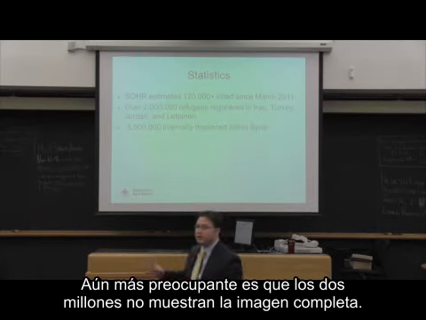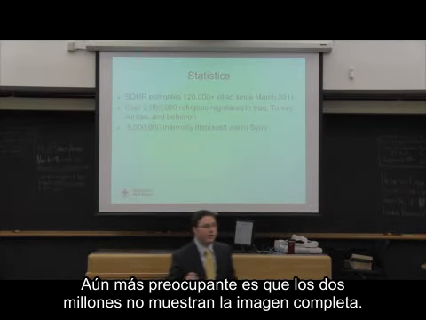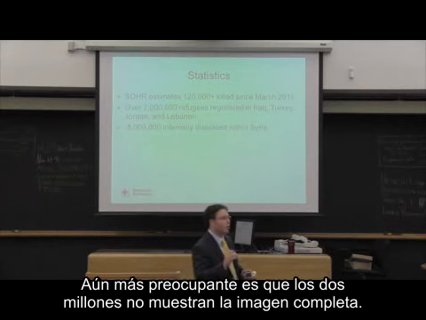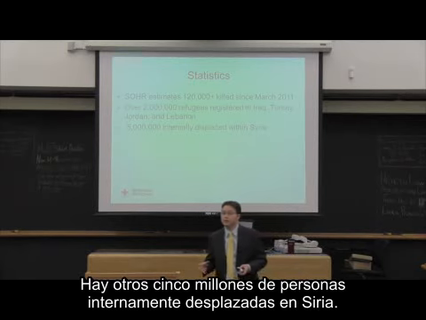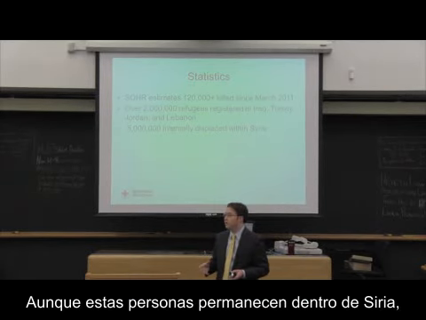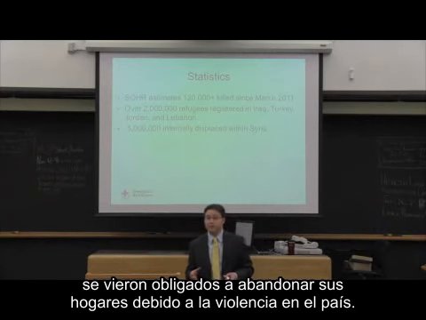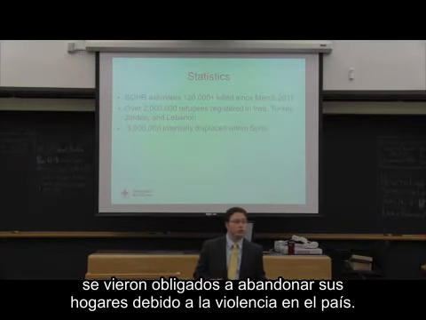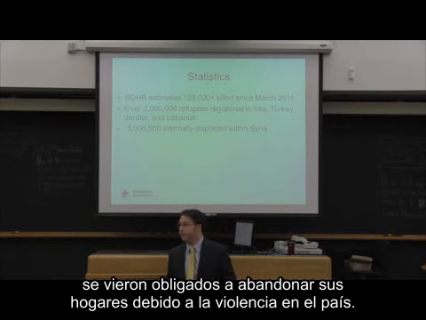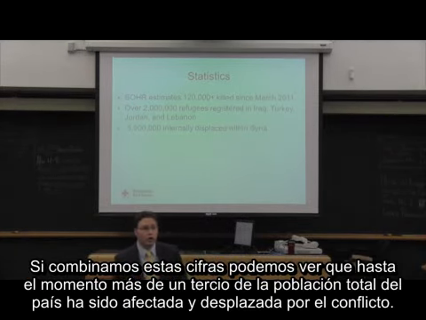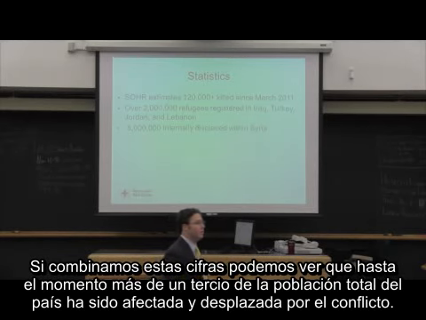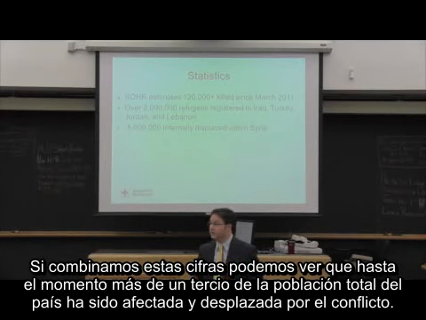But also disturbingly, that 2 million number doesn't show the whole picture. There's another 5 million individuals within Syria that are internally displaced. So these are people who are still within Syria, but have been forced to flee their homes due to the violence in the country. If you take these numbers combined, that's over a third of the total Syrian population that's been affected by the conflict so far and has been displaced.